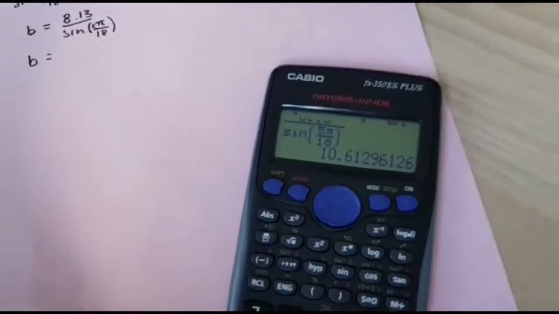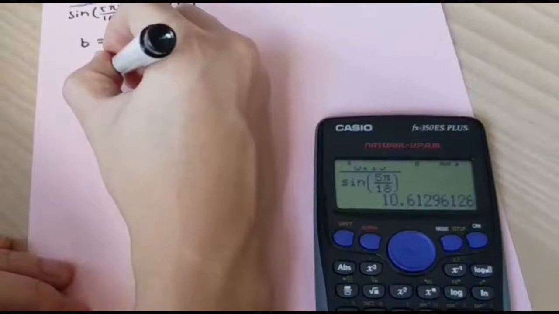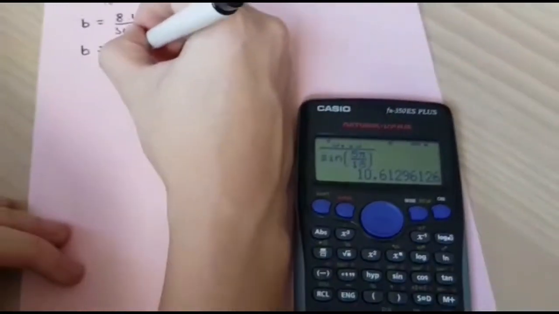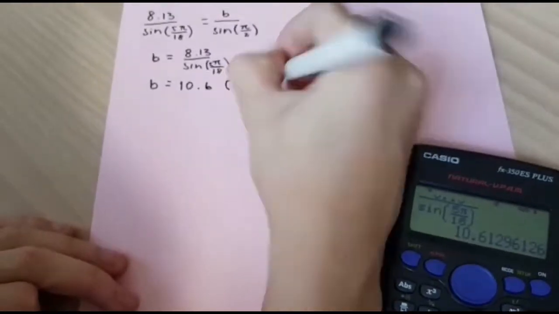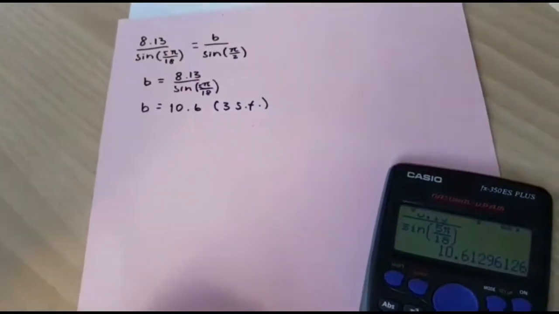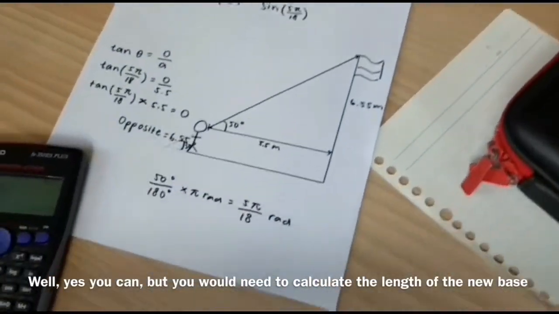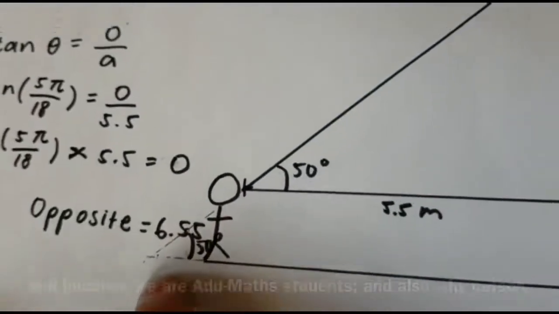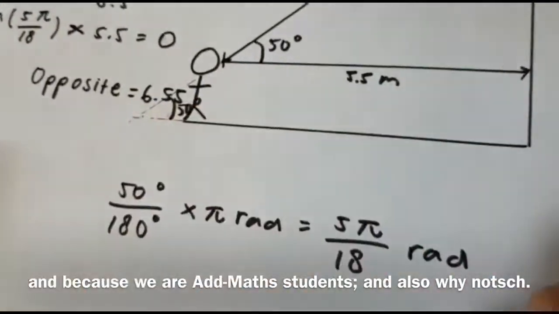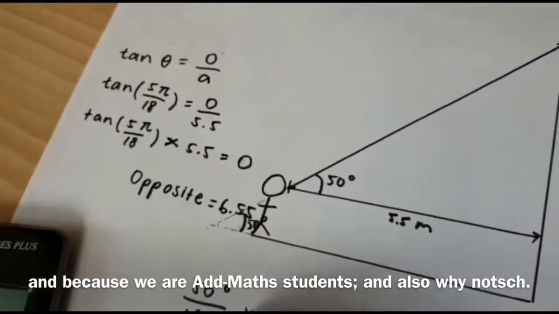That has given us 10.6, 3 significant figures. There you go. That's cool. Okay, by the way, if you're thinking of, oh, you should have used the Pythagoras, man. Well, too bad you can't because the length of this to here will be different. It's not 5.5, so you can't use the Pythagoras. That's why we use the sine rule.